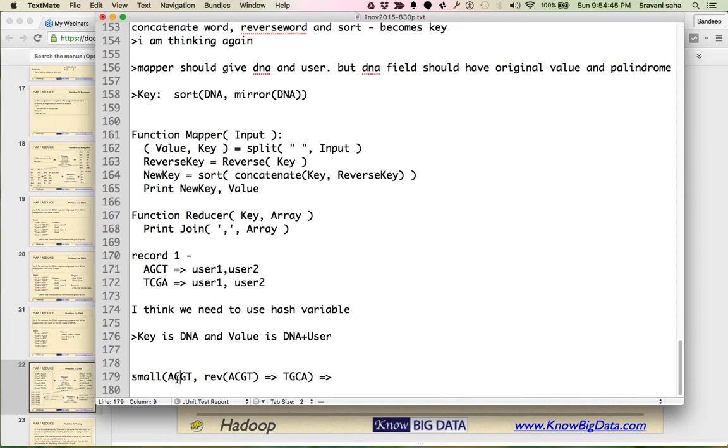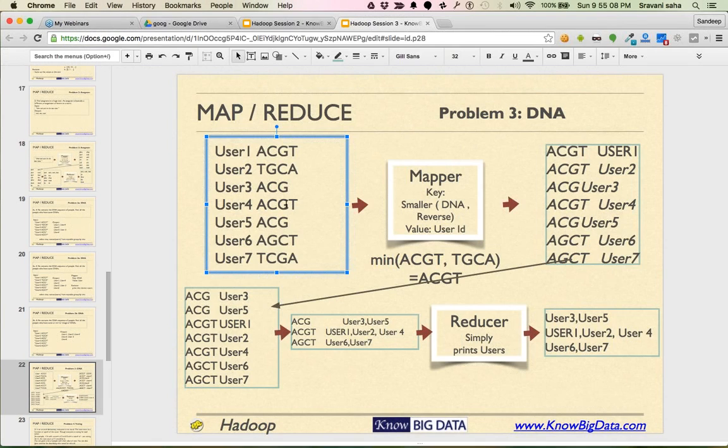Who is smaller out of this? When we say smaller, if we arrange the two in alphabetic order, who will come first? We could also take the max, the bigger one, but you have to do that for all the keys. That's also equally valid.